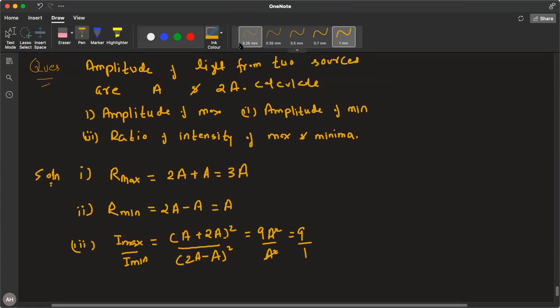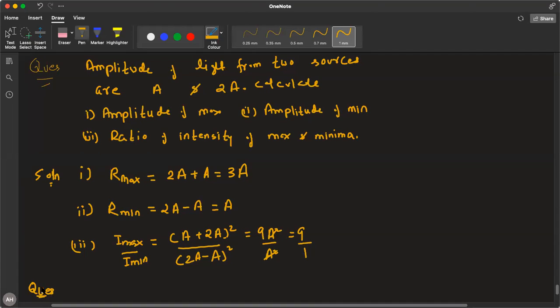Any doubt here in this part? No issues? It's okay. Almost everyone was correct.